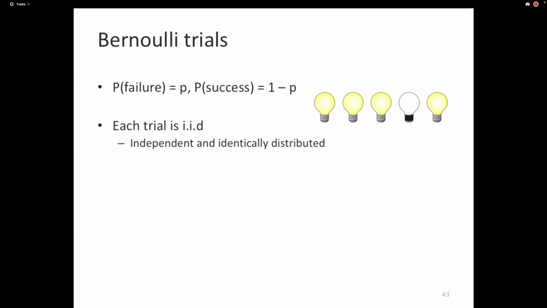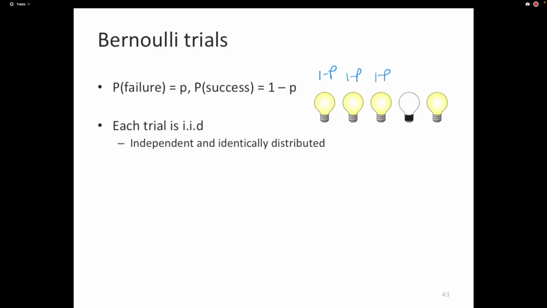So our goal is to find the probability of failure, and we'll get the probability of success as well. So let's say the probability of failure is P. That means the probability of success is 1 minus P. Each trial is IID. That means every light bulb either fails or succeeds independently of the failure and success of any other light bulb. So if we have, let's say, these 5 light bulbs here, the probability that this one succeeds is 1 minus P. The probability that this one succeeds is 1 minus P. This one is 1 minus P.